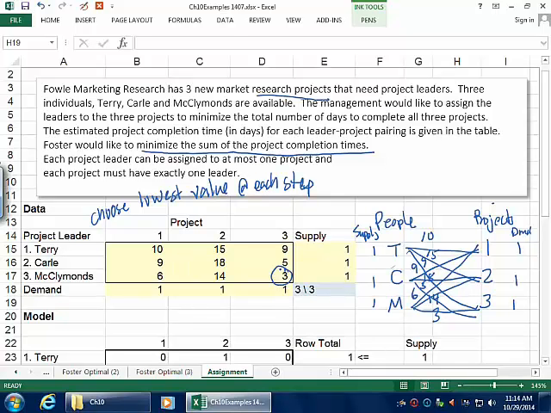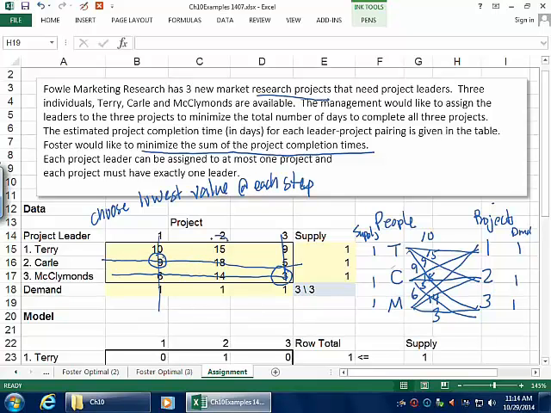Now once we pick this number, we've got to update. We've got to cross out things. So 3: project 3 is assigned to McClemens. So McClemens is gone, and project 3 is gone. Okay, now out of these 4 values, we pick the smallest number. That's a 9. Now project 1 is taken care of, and Carl is no longer available.